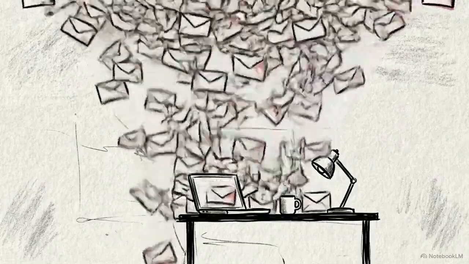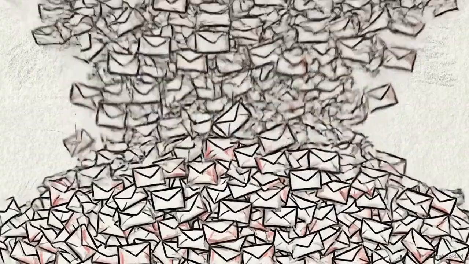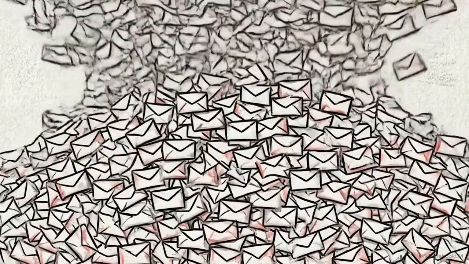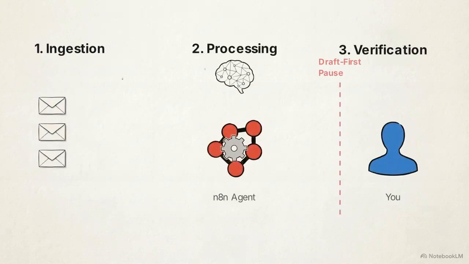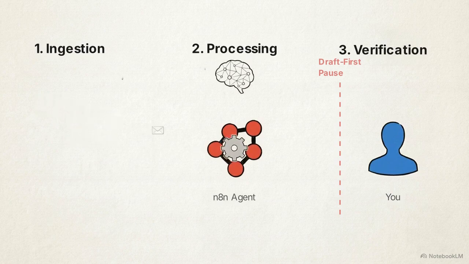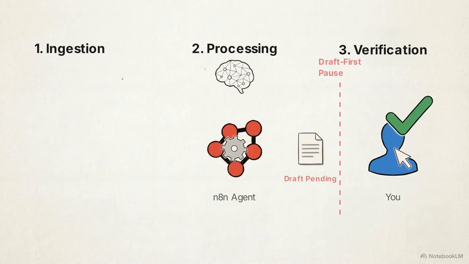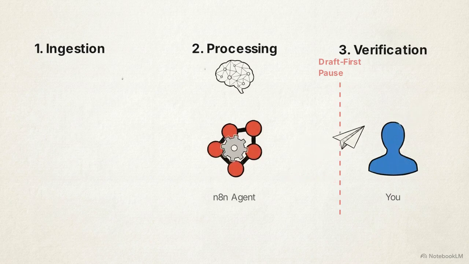Every morning starts the same way, an avalanche of new messages burying the actual work you need to accomplish. Today, we are going to build an automated AI agent in n8n that reads, sorts, and drafts replies to those emails for you. We are using a draft-first approach. The AI reads the thread and writes the response, but the workflow stops before the reply is sent. You retain the final say, clicking approve before anything goes out to a client.